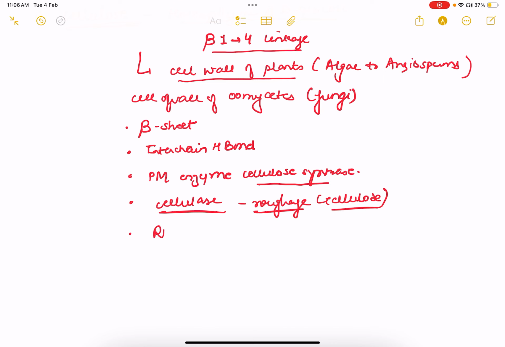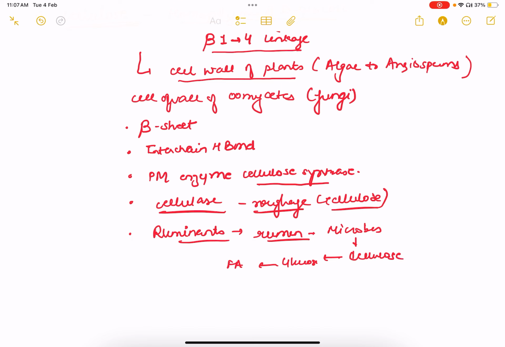Ruminants have a special chamber in their stomach, that is the rumen. In that rumen, they harbor microbes, and these microbes convert the cellulose into glucose and then into short chain fatty acids, and they digest this cellulose.